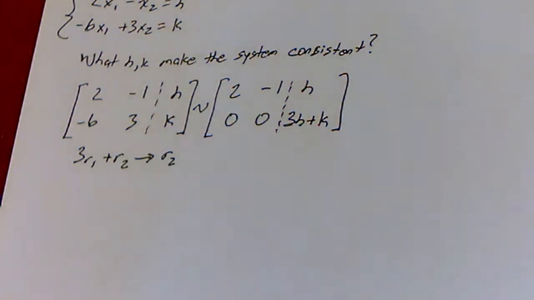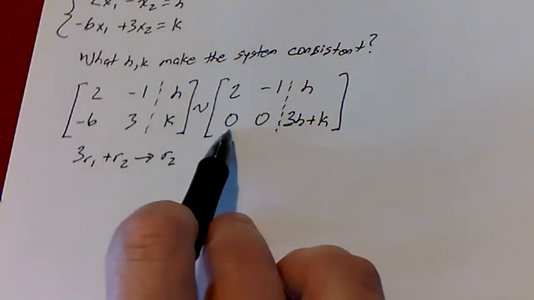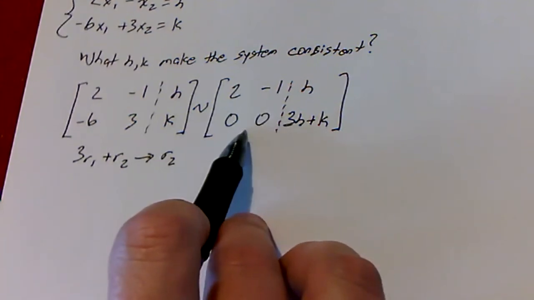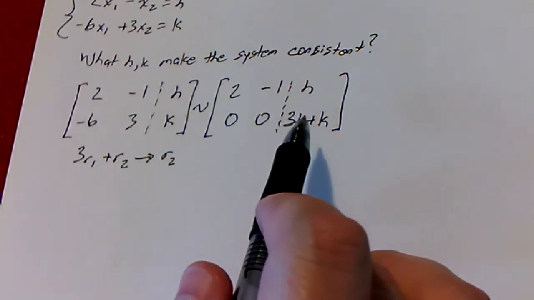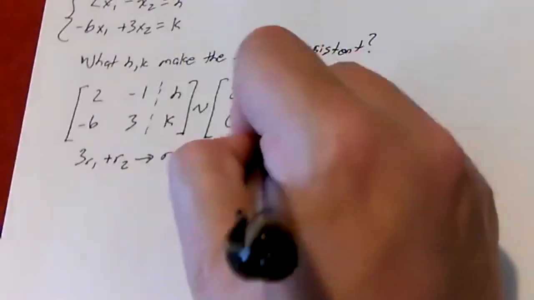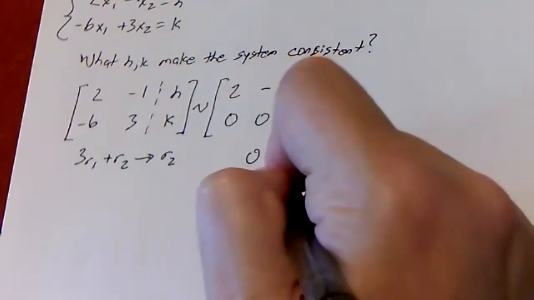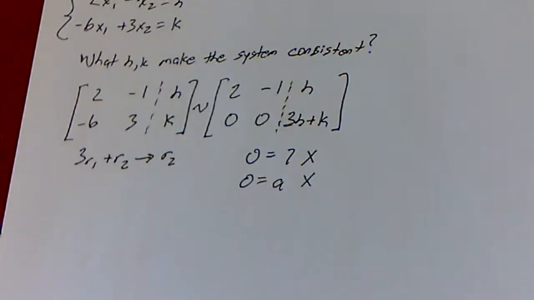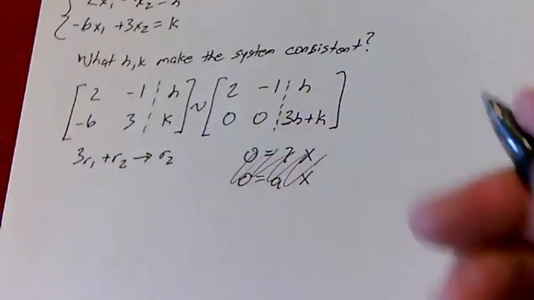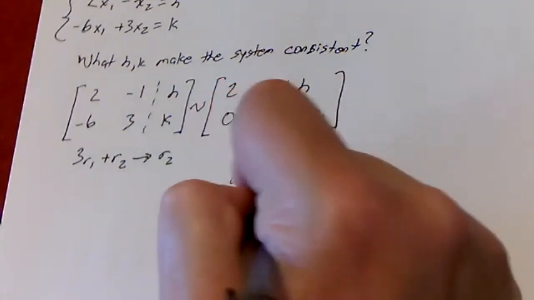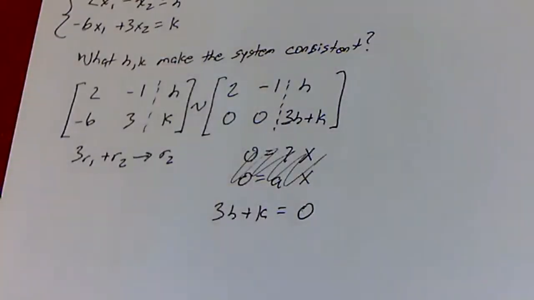Okay, now looking at this equation, what we have here is that I have 0 on the left side. On the right side, maybe I have 0, but if I don't have 0, then I'll have 0 equals 7. Well, that's not going to work, right? Or 0 equals a, where a isn't 0. That'd be a problem. I can't have 0 equaling something that isn't 0. So what I need then is I need this 3h plus k to be 0. If it's not 0, then I don't have a system. I don't have a consistent system. So I need 3h plus k to be 0.